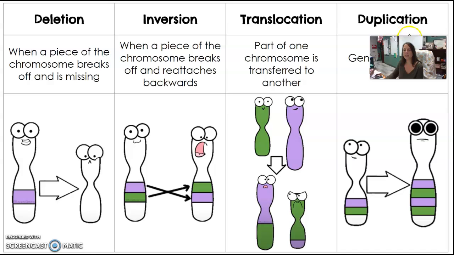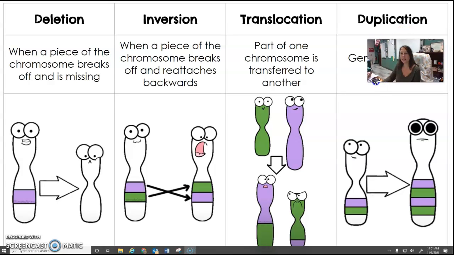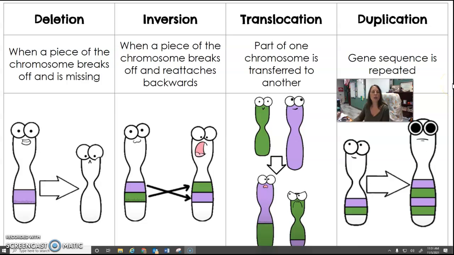Okay, so here is the section that you now have in your packet. I know my video is kind of taking up part of your space there. You have the pictures of each one happening, which I think are really great pictures because they show really well what's going on in each one of those examples. But I would like you to go ahead and copy in the top of this. So for example, where it says deletion, when a piece of the chromosome breaks off and is missing. I'm going to go ahead and wait about a minute and let you get that copied down because you definitely need to know all four of these.